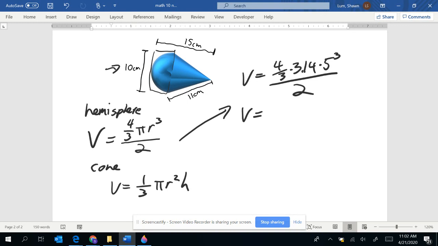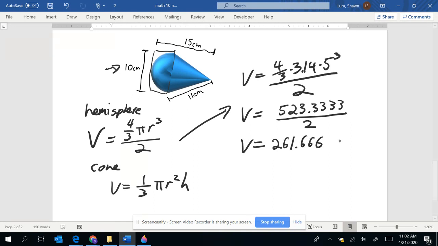Okay. And so I get this number right here, 523.3333 on forever, and that still needs to be divided by 2. So then I'm going to divide that by 2, and I get 261.666 going on forever. Okay. And so that's going to be centimeters cubed. Now this is just the volume of the half sphere.